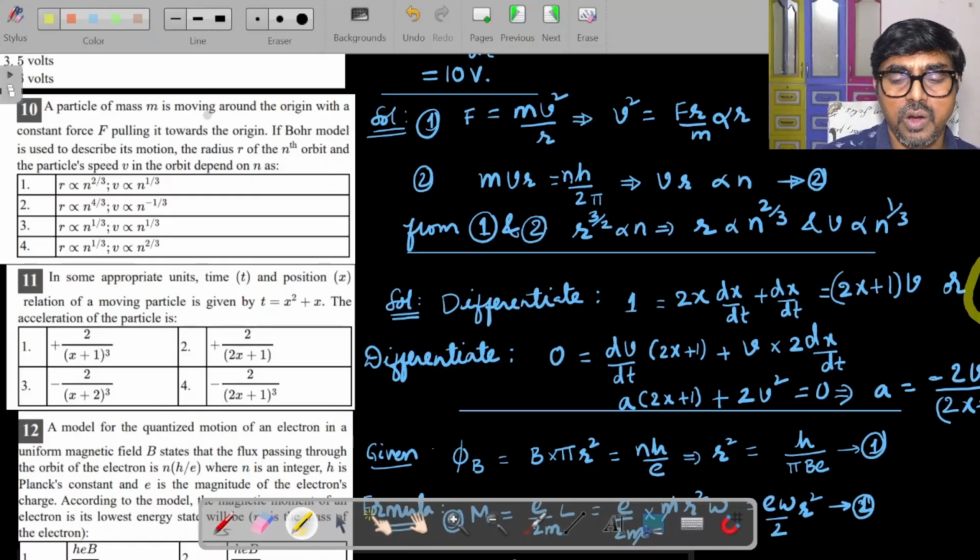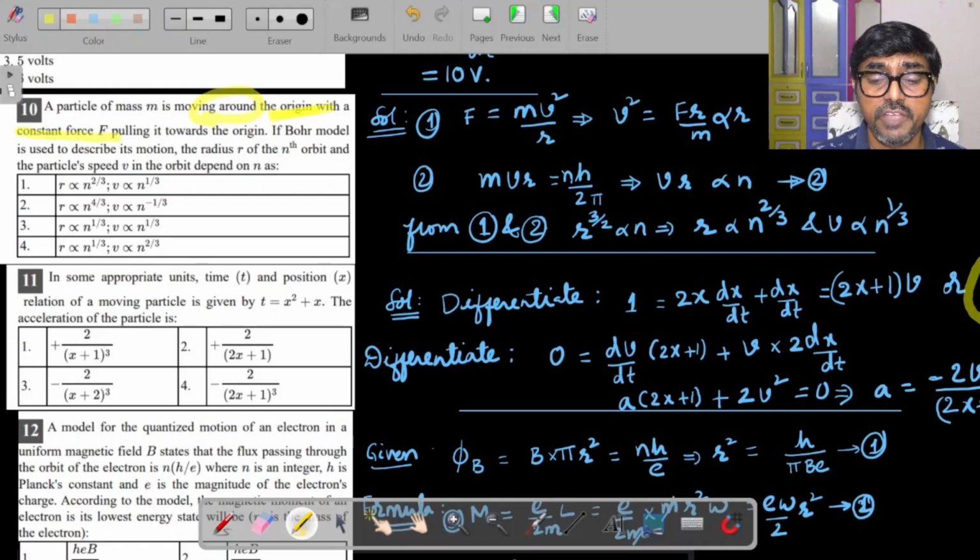So, moving around, meaning it is going in a circle around the origin, origin is the center, and with a constant force. When they are saying constant magnitude of force pulling it towards the origin, always directed towards the origin but magnitude is constant, meaning this is going to be centripetal force. A particle is going in circular motion, meaning centripetal force has to be there, no? Right, F is a centripetal force.